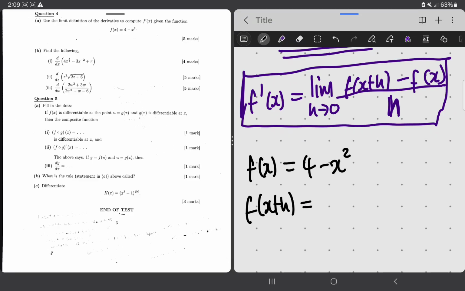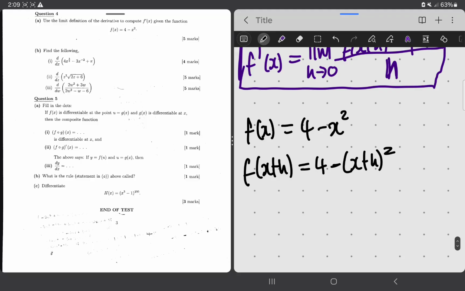Now the first thing we get is f of x plus h. It's the first thing. Where there is x, put x plus h. So it's 4 minus, where there is x, we put x plus h, then squared. This is going to be f of x plus h.